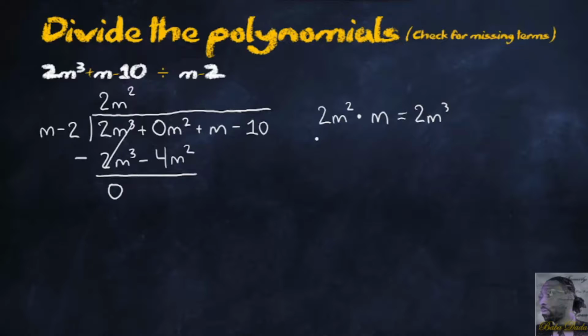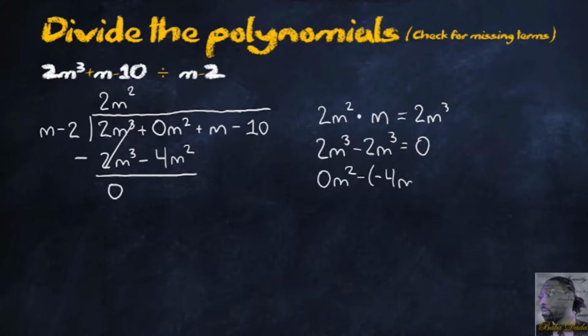2m cubed minus 2m cubed, these cancel. And then right here, I'm actually going to write that step out. So we're going to have 2m cubed minus 2m cubed equals 0. And now we're going to have 0m squared minus a negative 4m squared. And we know when we subtract by a negative, it's going to change this to a positive. So that's going to give us 4m squared. So this is 4m squared. Now we've got to bring down this m value here, and we're going to do the same thing.